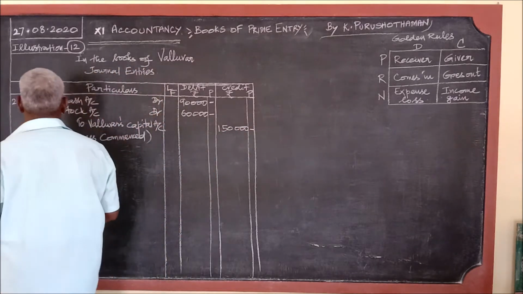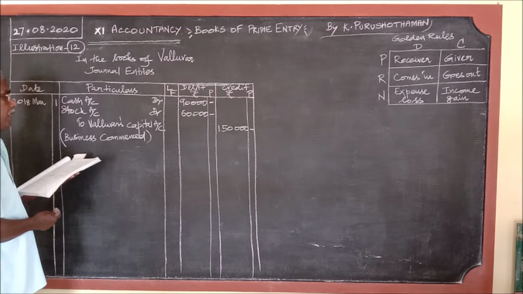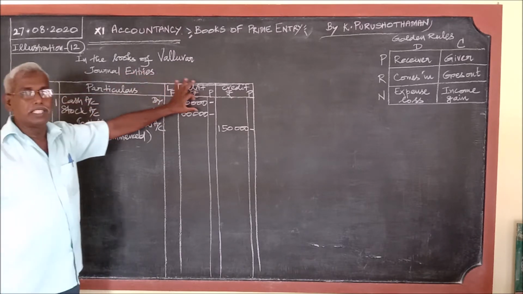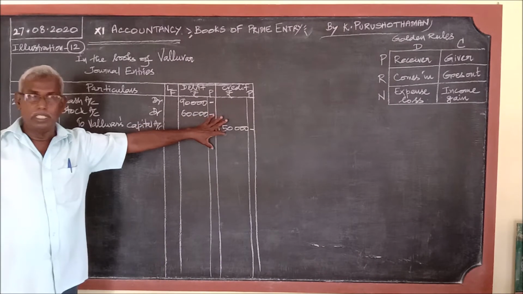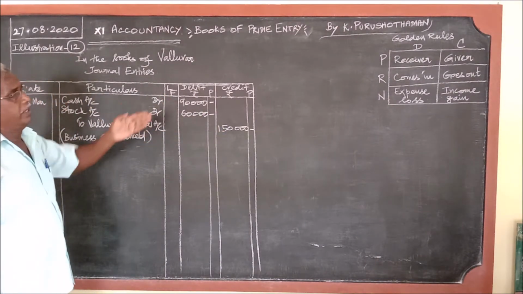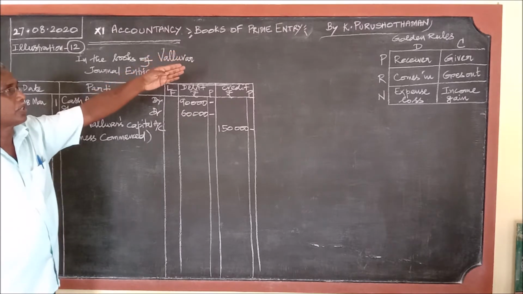So, by this time you should be thorough with this. What is very important for you? The date, as it is given in the problem, you are writing. The amount, as it is given in the problem, you are writing. Your only task is to fill up the particulars column. For this we should use the golden rules.